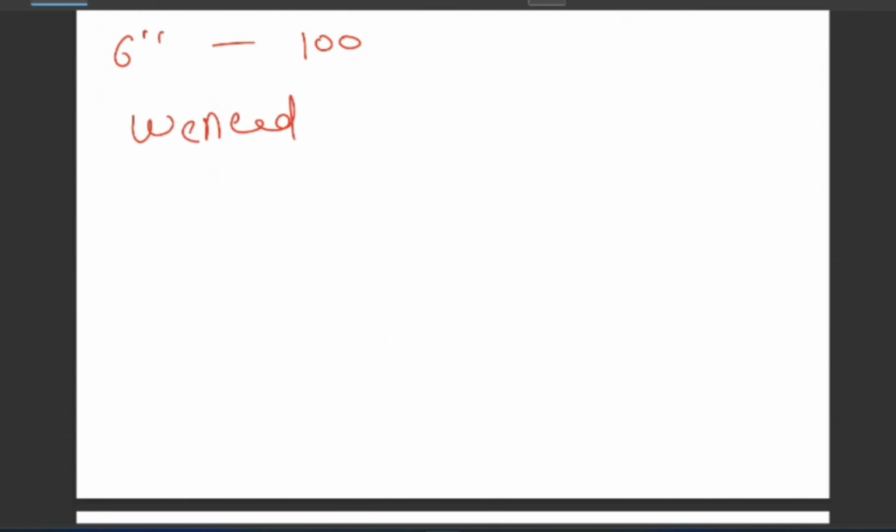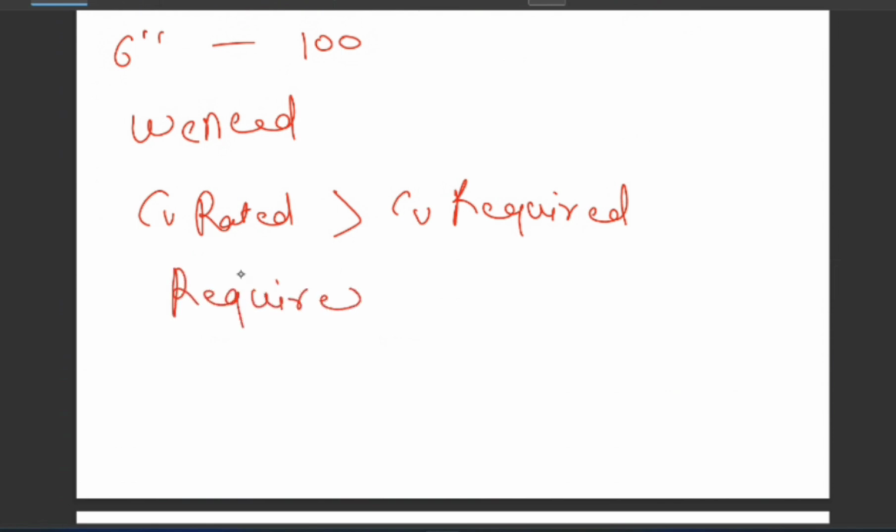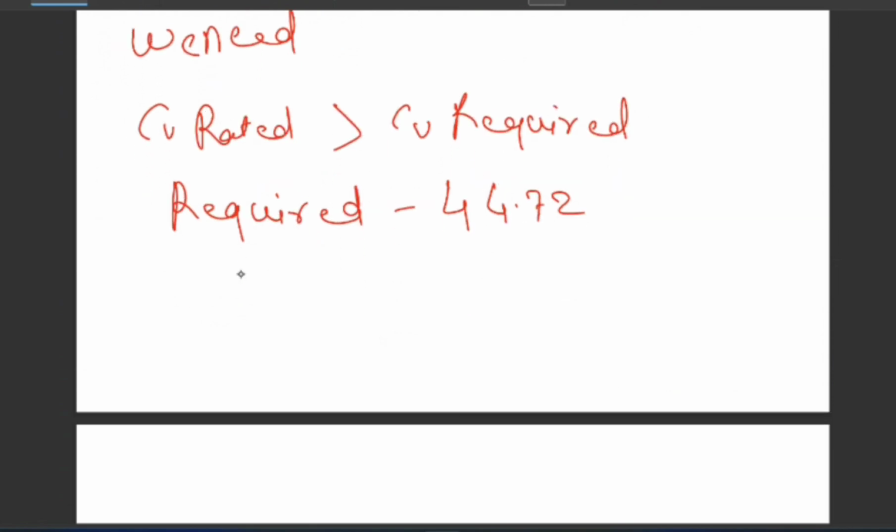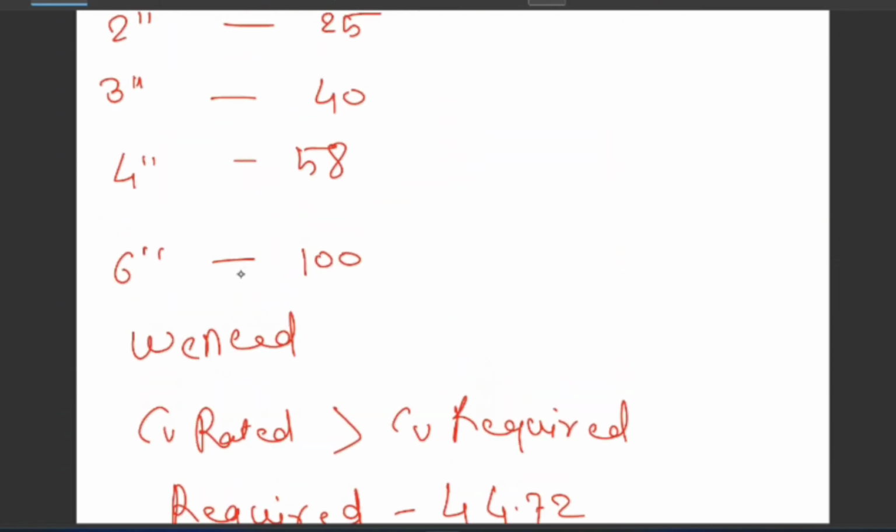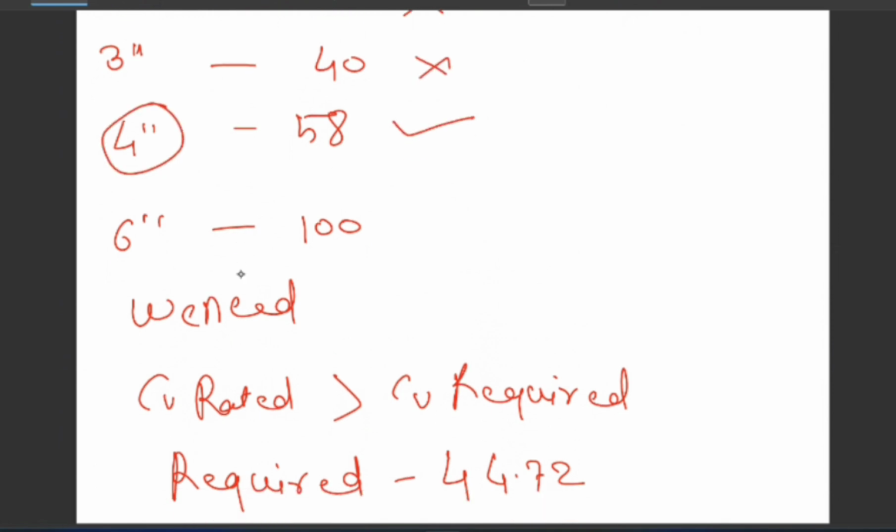We need CV rated and CV required. Okay, so it should be always greater than the required. So you always select a higher size control valve. So our required CV is 44.72. Therefore can we use 2 inch? No. Can we use 3 inch? No. Can we use 4 inch? Yes. Because rated should be greater than the required.